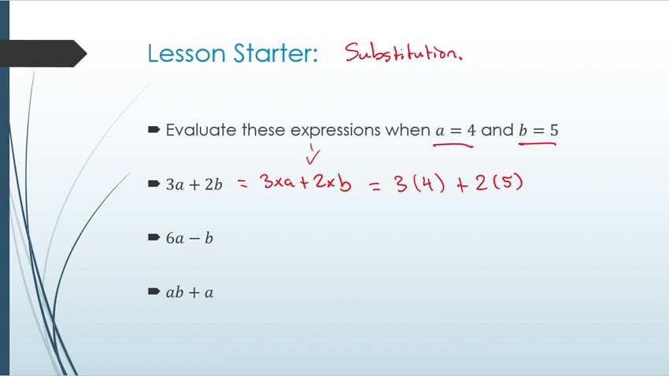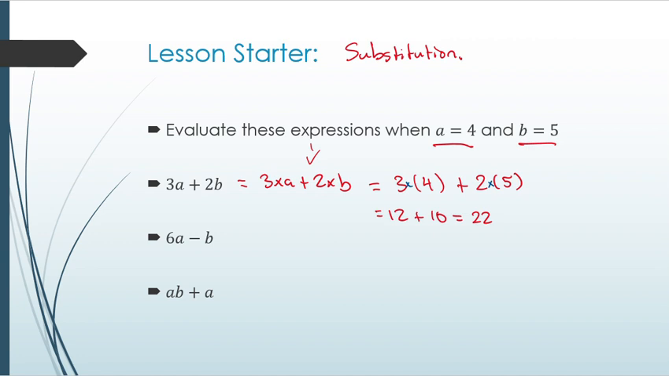Now, I know this already means times. We don't need an indicator anymore. So I can just figure out, what's 3 times 4? 3 times 4 is 12. 2 times 5 is 10. And then you just add 12 plus 10 together, which gives you 22.